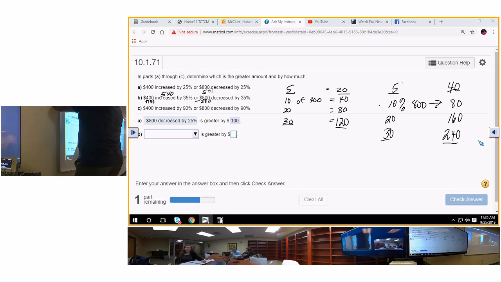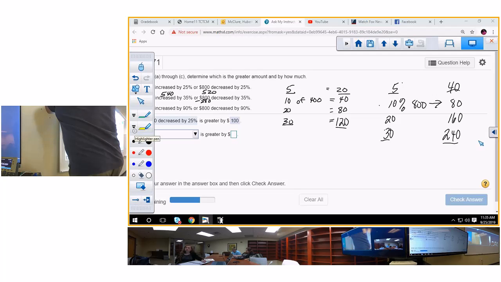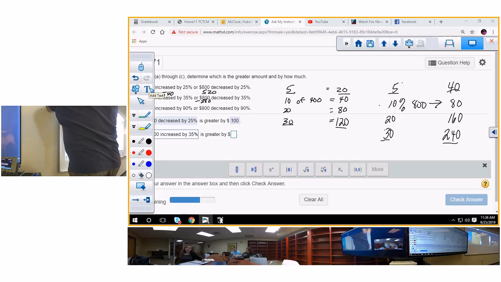520. Which one's better? The 400 increased by 35 is greater by how much? 20. Can I type that in? Let's see. Hold on. Oh, there, right here. Add text.